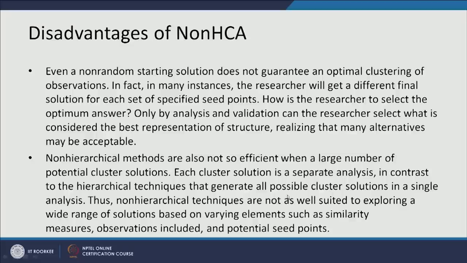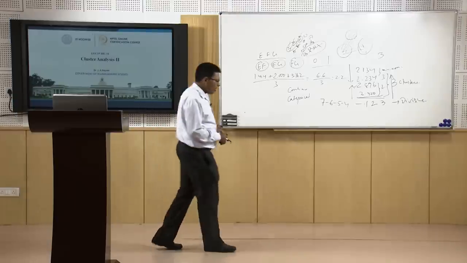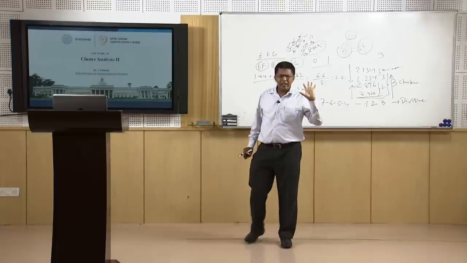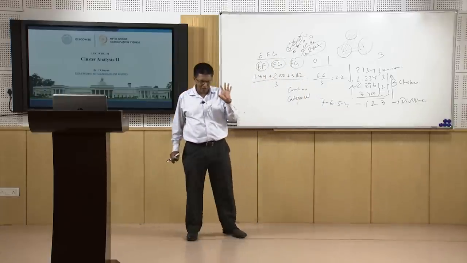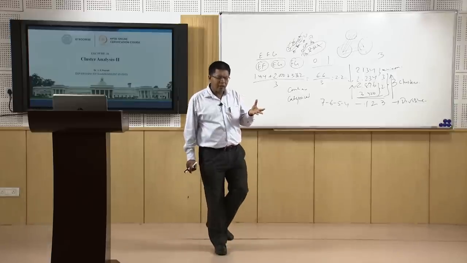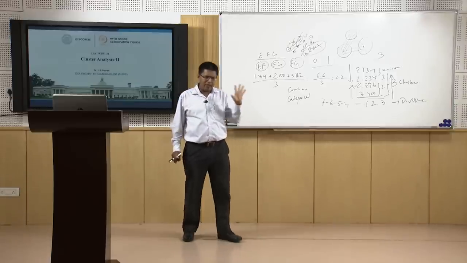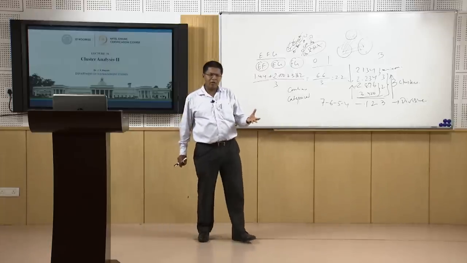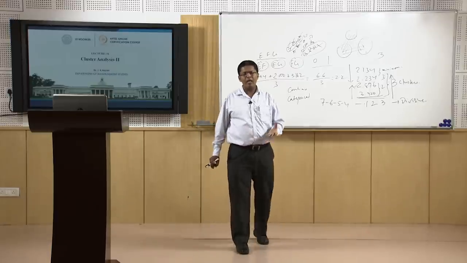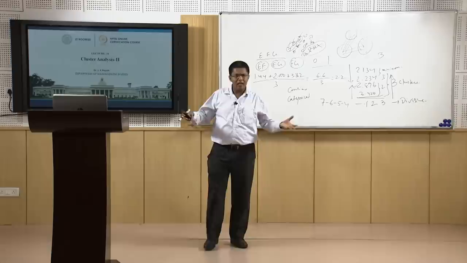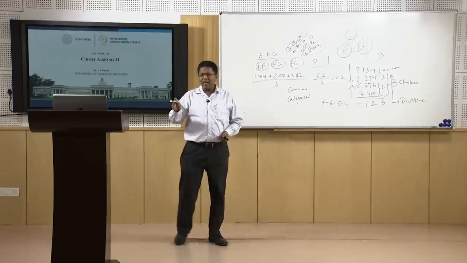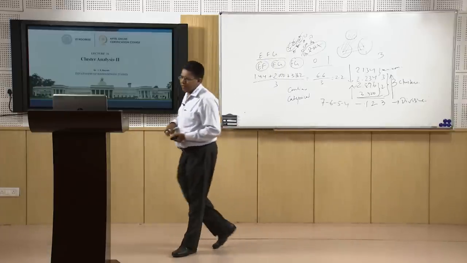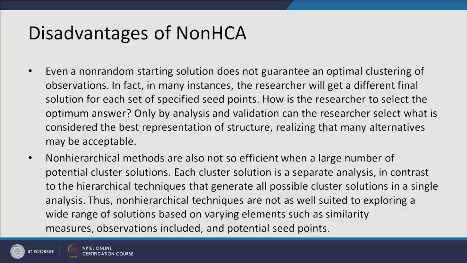So, non-hierarchical versus hierarchical: hierarchical has the advantage that it is effective, it is faster, and it gives you a very clear pattern. But it has one problem: it does not take outliers into account and does not work well with outliers, and it does not work with large data. On the other hand, the non-hierarchical is good, but the problem is identifying the seed points, or the starting points. So these are some of the basic advantages and disadvantages.